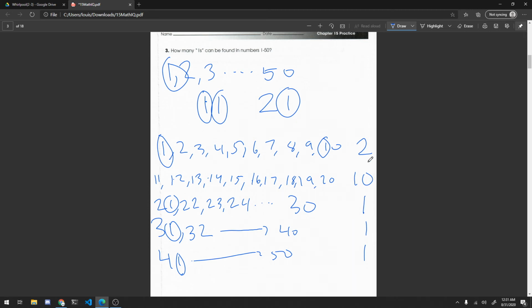So at the end, we can add up 2 plus 10 plus 1 plus 1 plus 1 is 15 ones in the numbers from 1 to 50. And that's our answer.